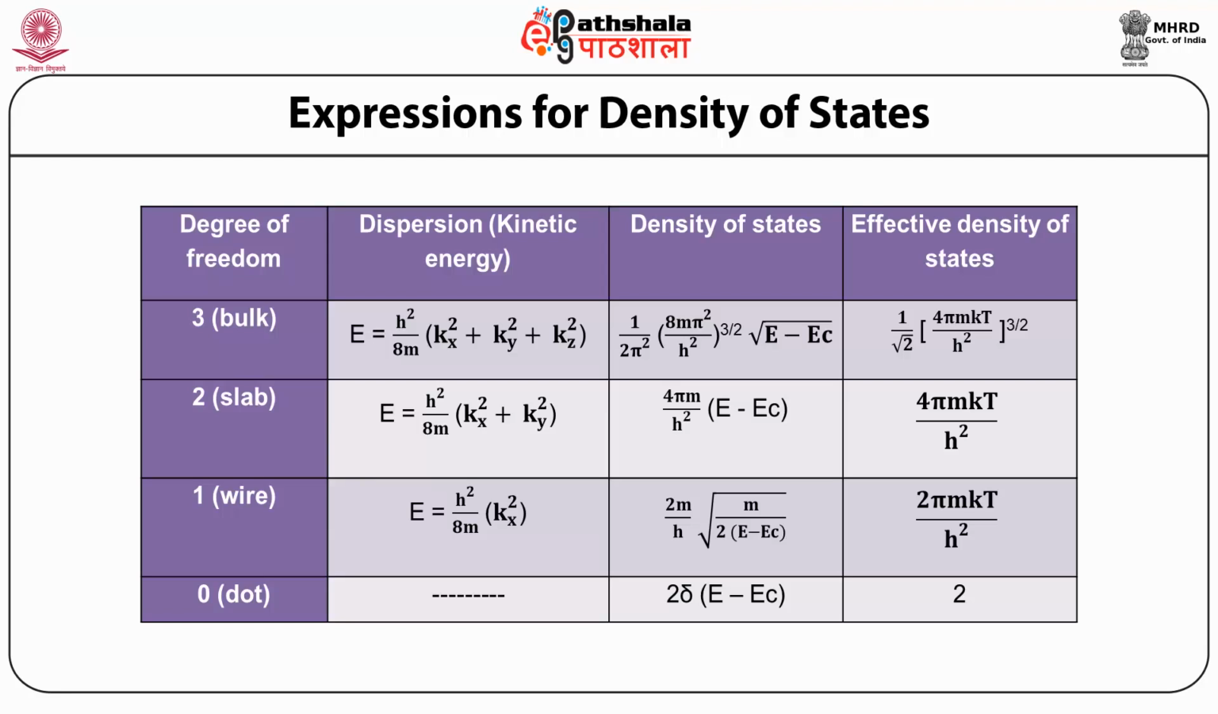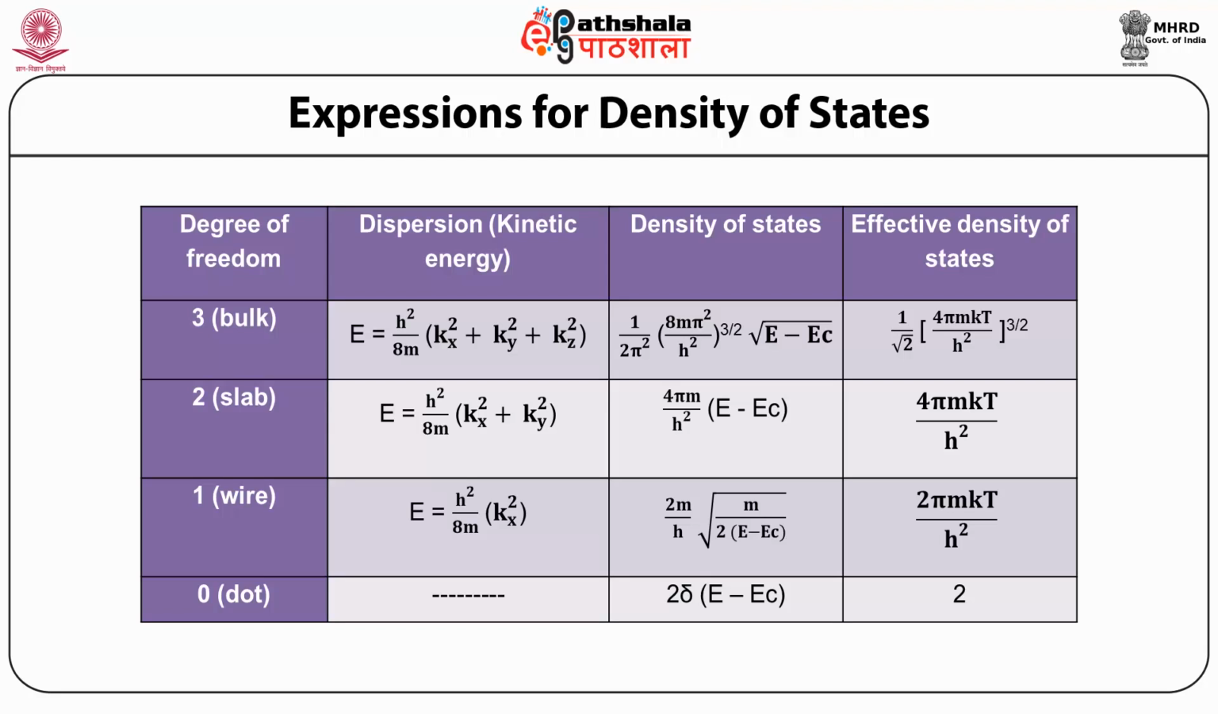When I reduce the dimensionality and come to a 2D system like graphene or MoS2 or WS2 single-layer films, in that case the dispersion kinetic energy is written as E = h²/8m (kx² + ky²), whereas the density of states is 4πm/h² (E - EC), and the effective density of states is 4πmkT/h².